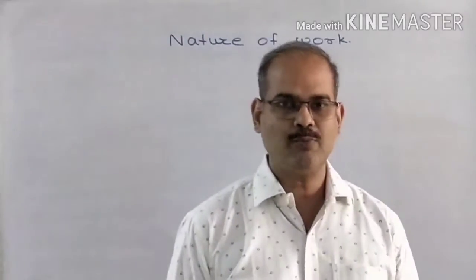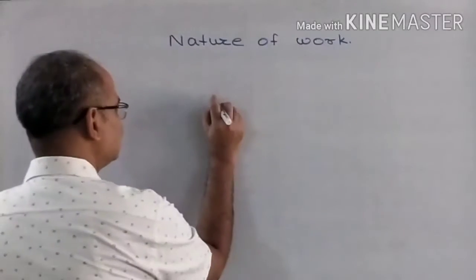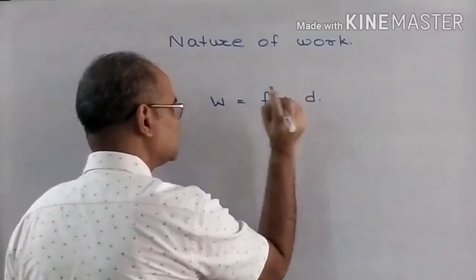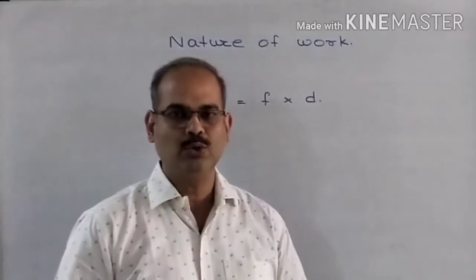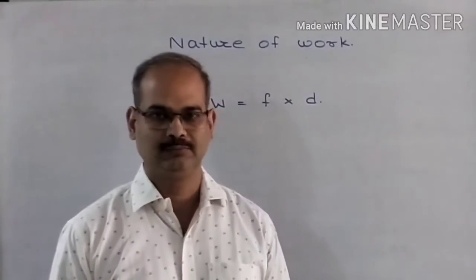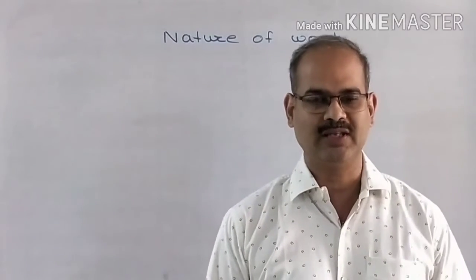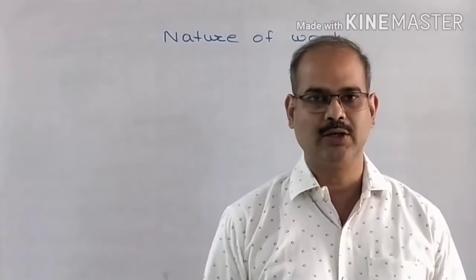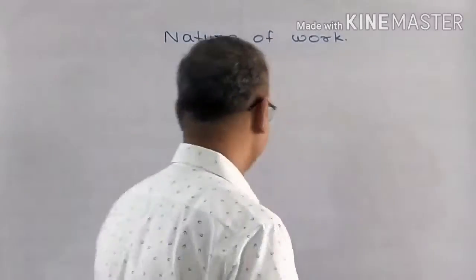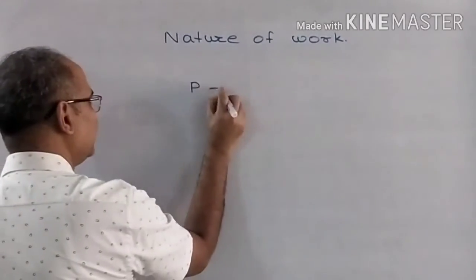So according to mechanics, work is given as force into displacement. Work W is equal to force F into displacement D. In thermodynamics, the work we consider is known as pressure volume type of work, which is written as PV type of work.